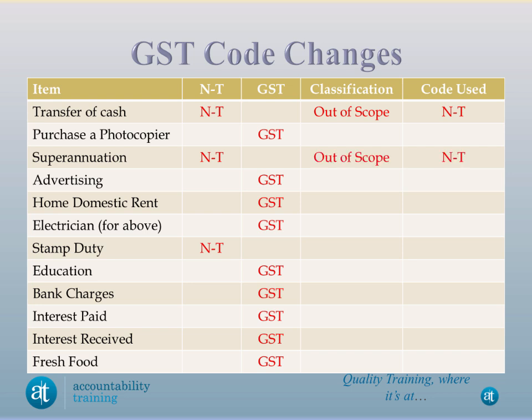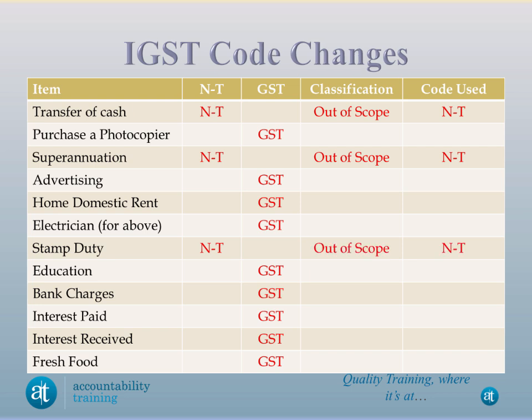Let's drop down to superannuation. This is not a supply of goods or services either, which means that we do not want it reported on the BAS statement. Therefore, we will code it with NT, or non-taxable. When we consider the issue of stamp duty, we know this is a tax, and not the supply of goods or services, which means that we do not want it reported on the BAS statement. Therefore, we'll code this also with NT, or non-taxable.